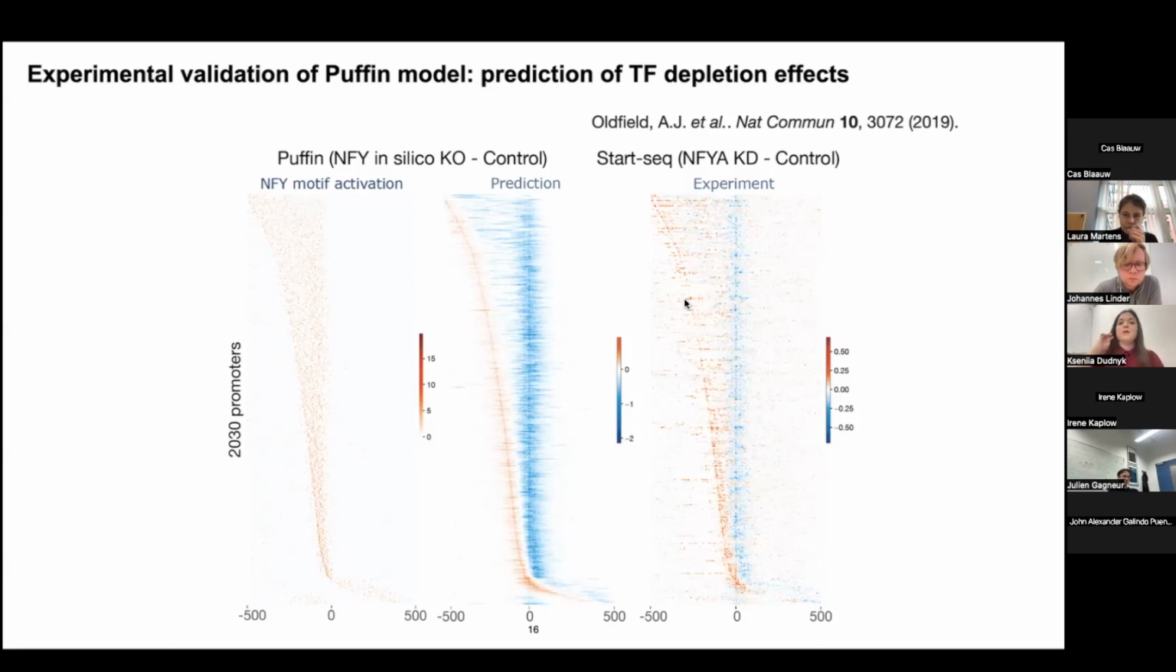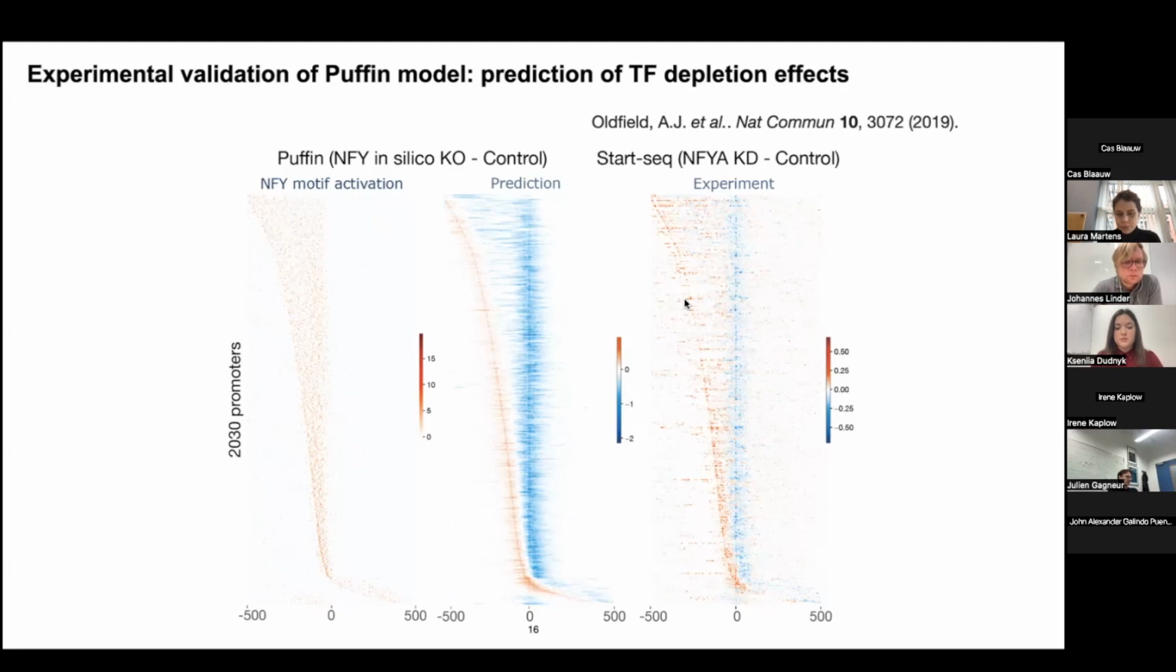So we had several experimental data sets that we used, but the problem with most of them is that they are not measuring exactly what Puffin is predicting. For example, this is a knockdown, so it's not like the genome was edited, it's just the protein amount was decreased. So it's not exactly the same thing as what Puffin is doing. Also, this experiment was conducted in mouse, and we had similar issues with other data sets.